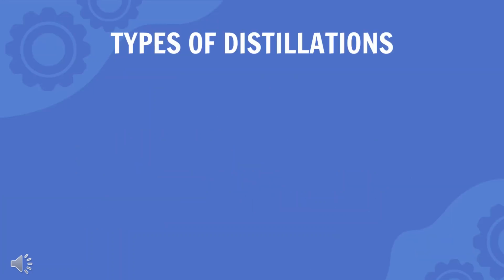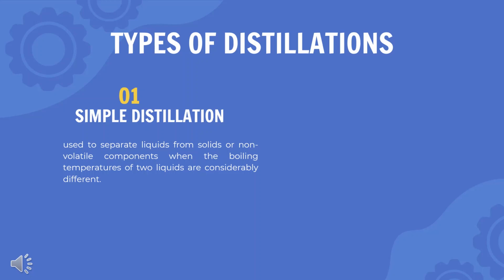And now let's discuss some types of common distillations. The first one is simple distillation. It's used to separate liquids from solids or non-volatile components when the boiling temperatures of the two substances are considerably different, a minimum difference of 25 degrees Celsius.